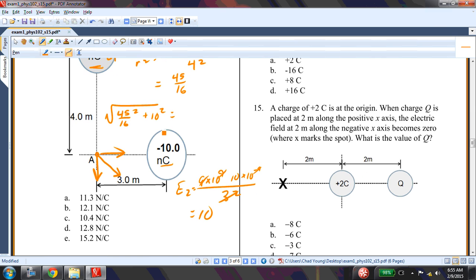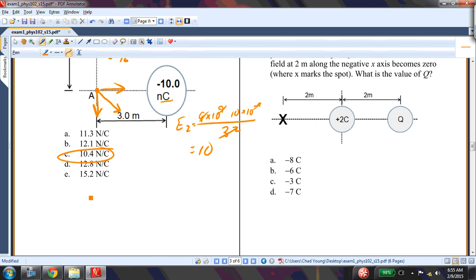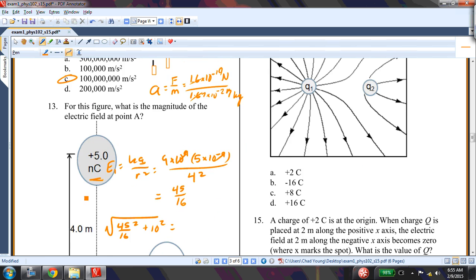Oh, that's not right. Hold on. I get 10.3, 10.39 or 10.4. So C is the right answer. Let's see, that was number 13.